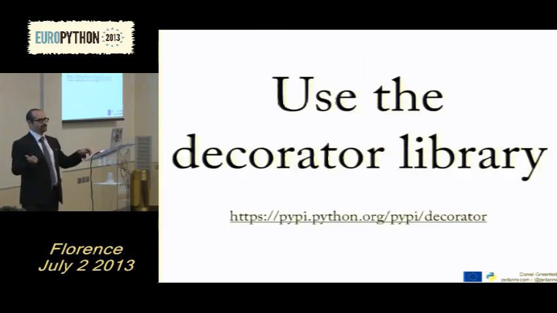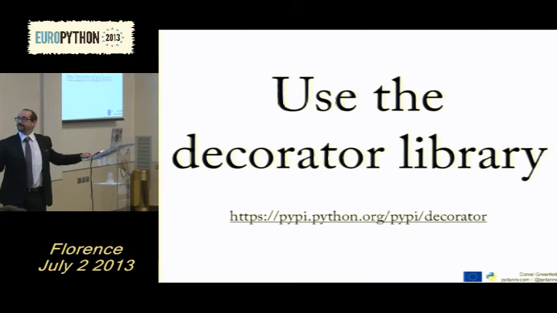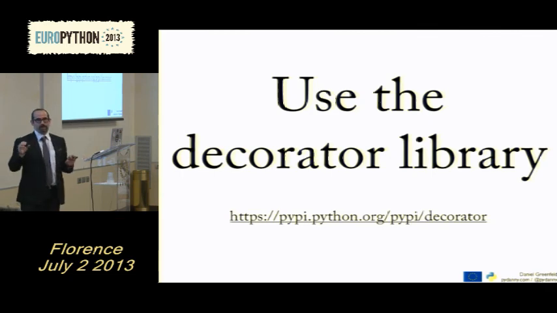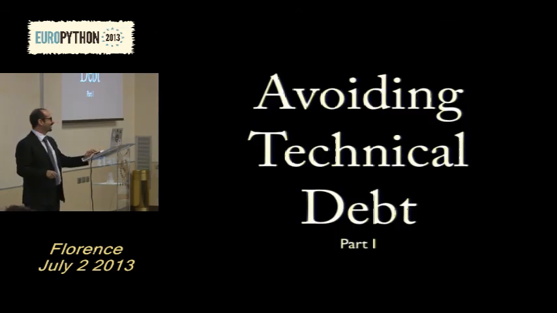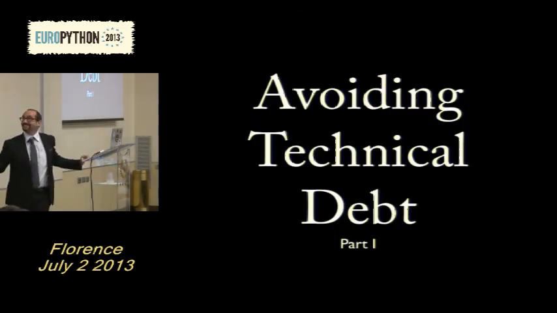The other thing you can do, of course, is use a decorator library, which is on PyPI. You can just look up the Python Package Index /decorator, and it's really useful. It lets you flatten your decorators, and it makes all of this really trivial, which makes writing spaghetti code that much easier. So go for it. Okay. Let's go on to the next section. This is avoiding technical debt.